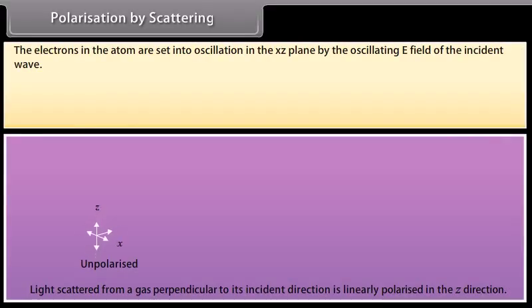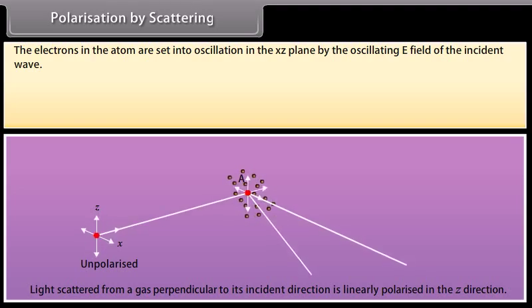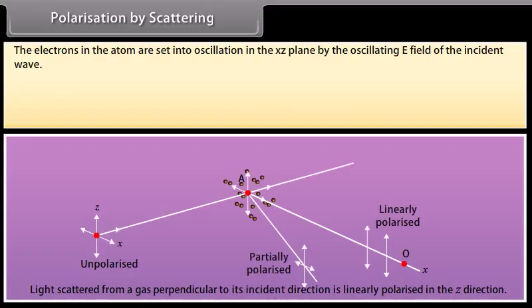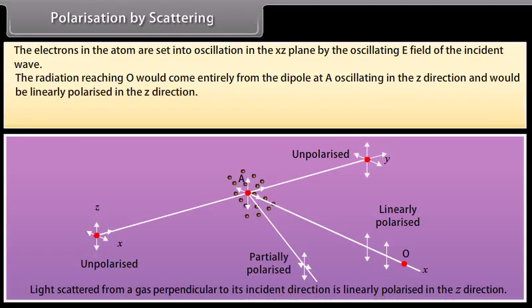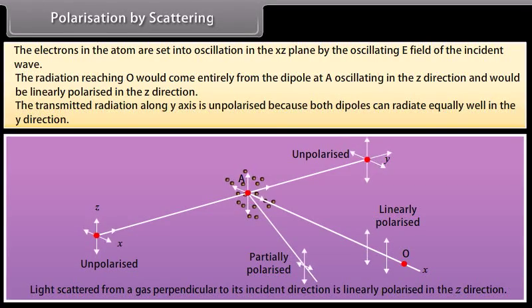Polarization by scattering. Consider unpolarized light traveling along the y-axis strikes a gas atom at A. The electrons in the atom are set into oscillation in the xz plane by the oscillating E field of the incident wave. The radiation reaching O would come entirely from the dipole at A oscillating in the z direction and would be linearly polarized in the z direction. The transmitted radiation along the y-axis is unpolarized because both dipoles can radiate equally well in the y direction.